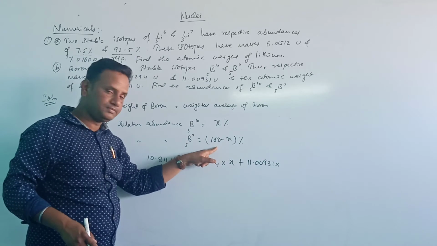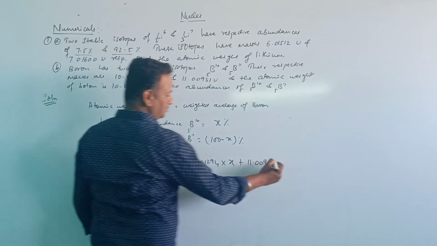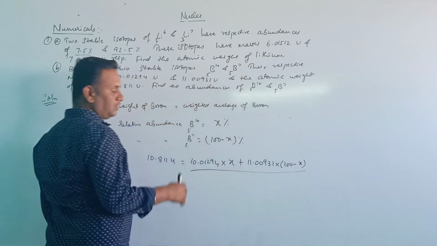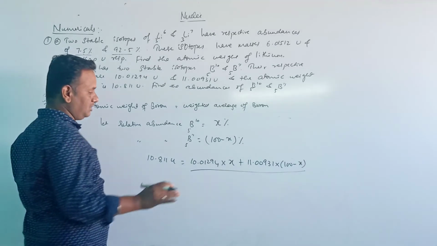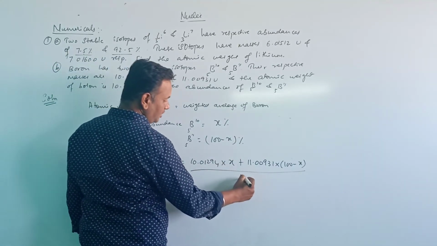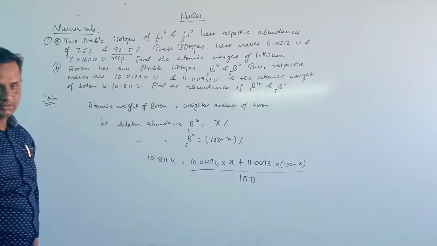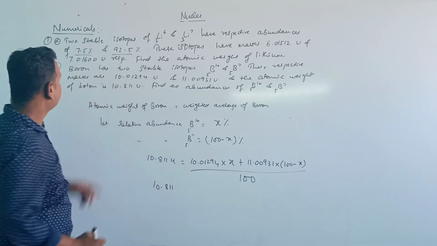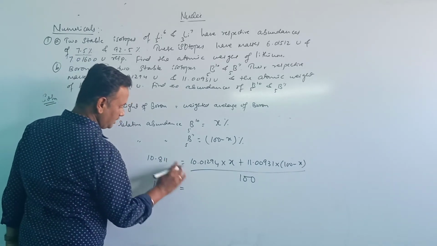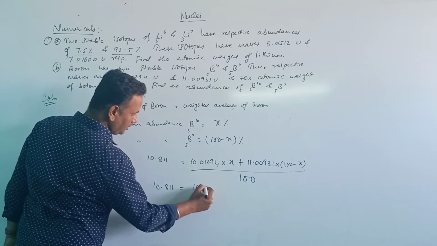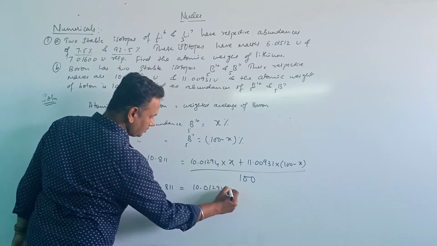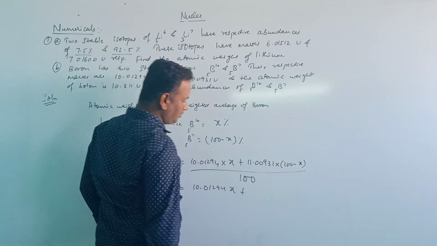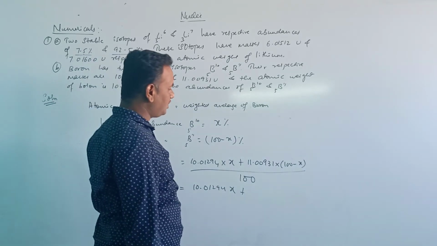What I have taken here is 100 minus x, whole divided by 100, because if I add both abundances, I will get 100. So 10.811 is equal to 10.01294 into x plus, if you multiply, 11.00931 into 100.